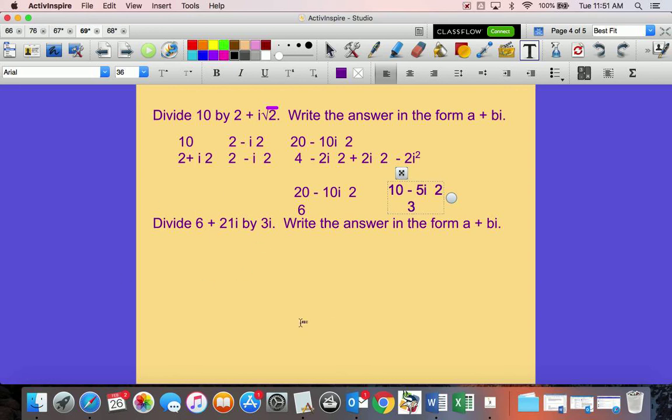For this second one, we're going to skip this one for now, but you do the exact same steps with that. You've got to get the i out of there, so you'd have to multiply top and bottom by i, and then simplify those down from there.